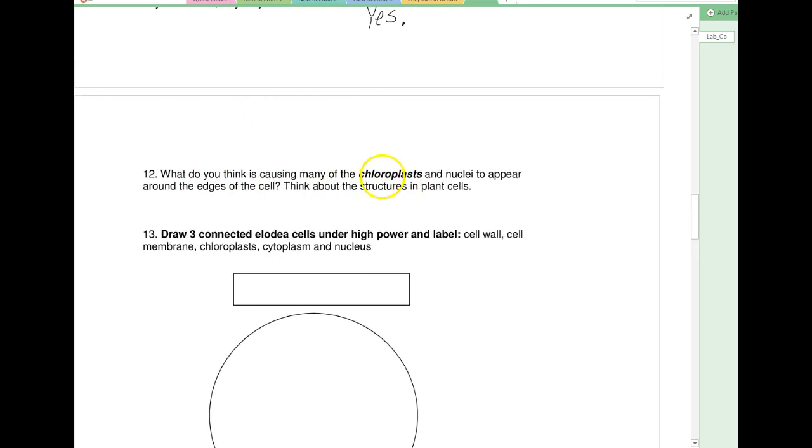What do you think is causing the chloroplasts to appear around the edges of the cell? What was in the middle of the plant cell that pushed everything off to the side? Large central what? Vacuole.